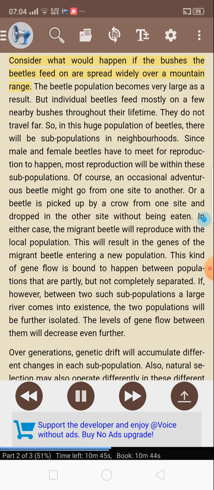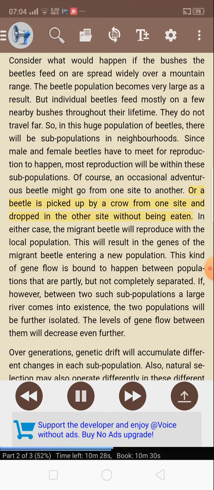Consider what would happen if the bushes the beetles feed on are spread widely over a mountain range. The beetle population becomes very large as a result. But individual beetles feed mostly on a few nearby bushes throughout their lifetime. They do not travel far. So, in this huge population of beetles, there will be subpopulations in neighborhoods. Since male and female beetles have to meet for reproduction to happen, most reproduction will be within these subpopulations.